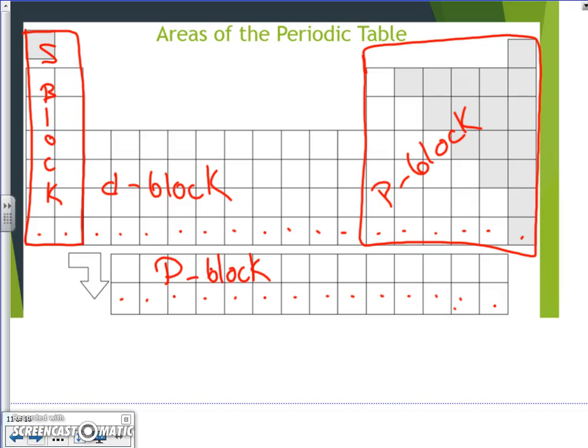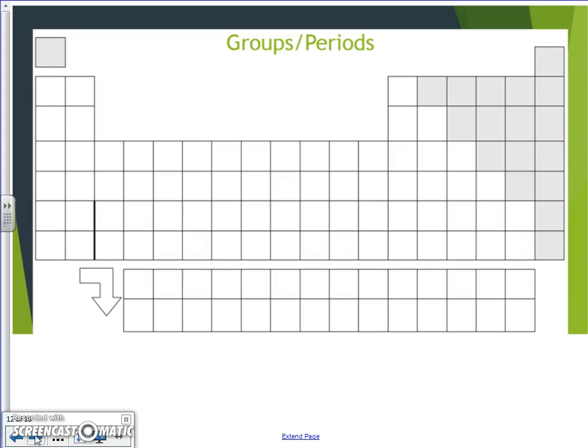So just a couple areas on the periodic table and how they relate to the quantum mechanical model. We'll get more into that later. Just know where the areas are for right now. Next thing, groups and periods. So certain columns have specific names, and this again just helps us communicate back and forth. But something first maybe you need to know is groups you might hear called families.